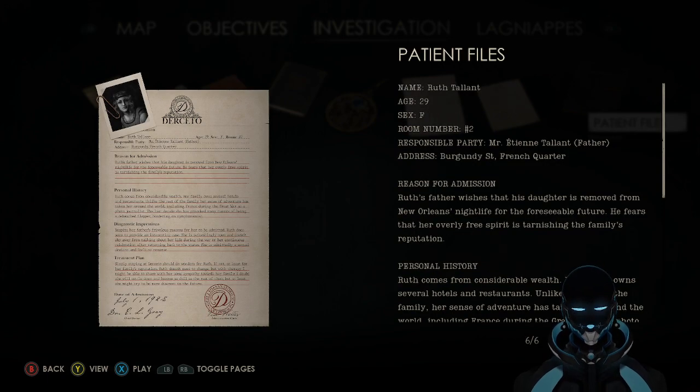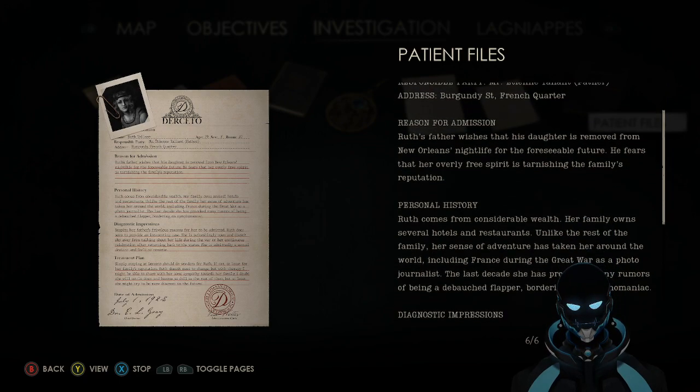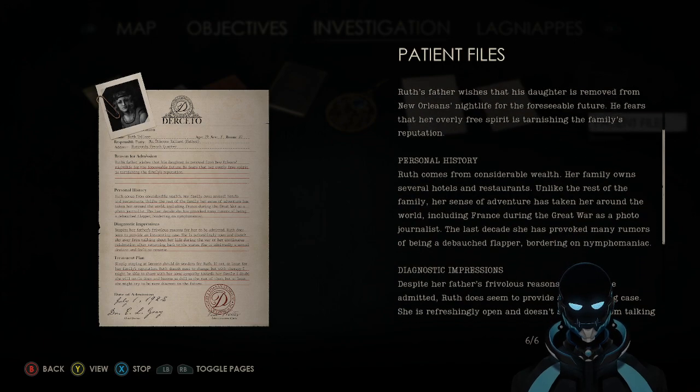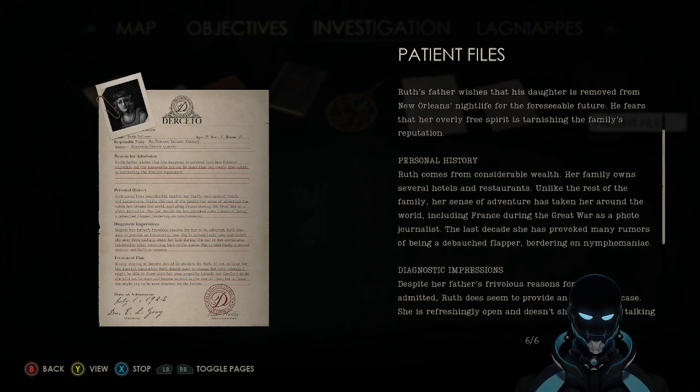Right. Ruth Talon, 29 years of age. Reason for admission? Ruth's father wishes that his daughter be removed from New Orleans nightlife for the foreseeable future. He fears that her overly free spirit is tarnishing the family's reputation. Sounds simple enough. Personal history? Ruth comes from considerable wealth. Her family owns several hotels and restaurants.